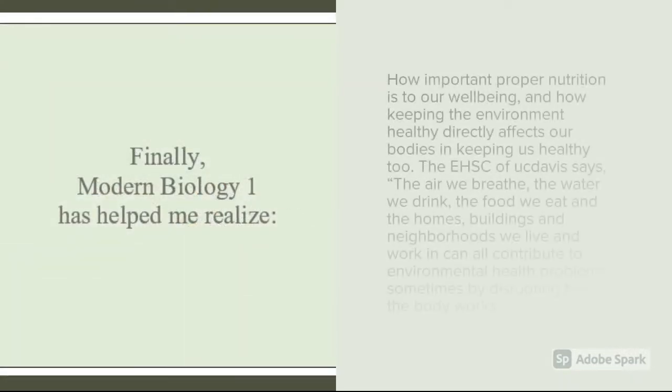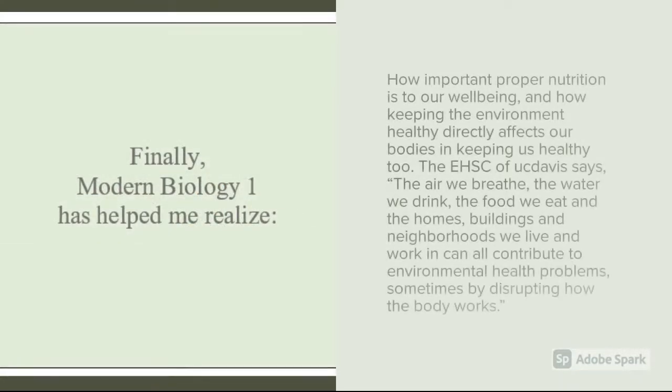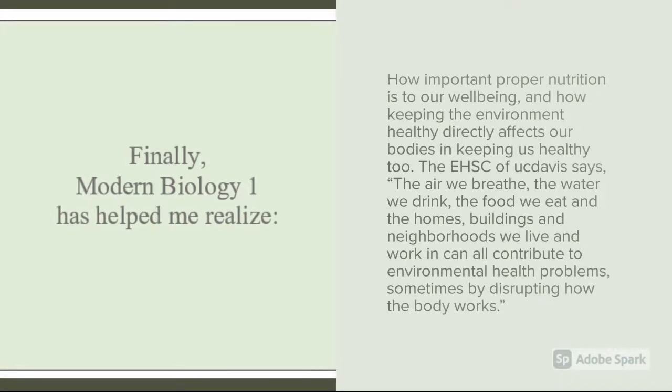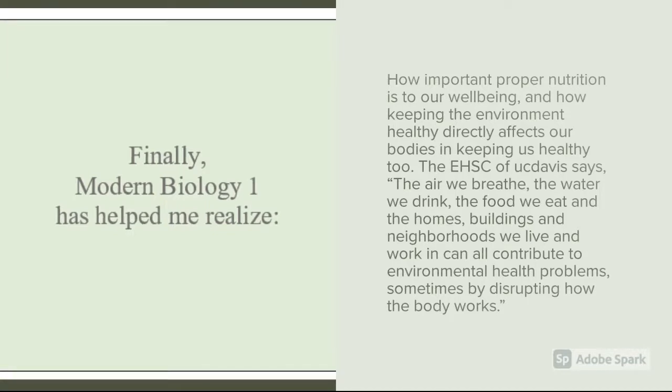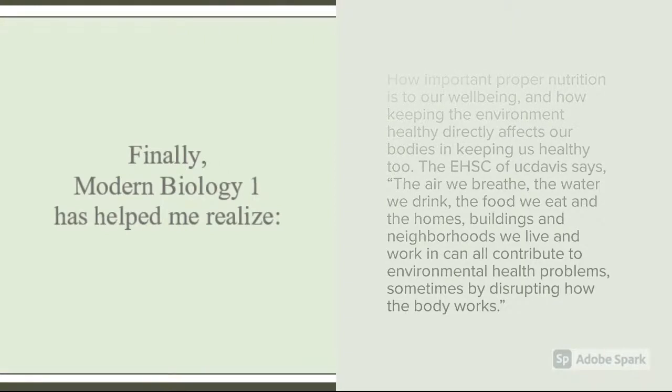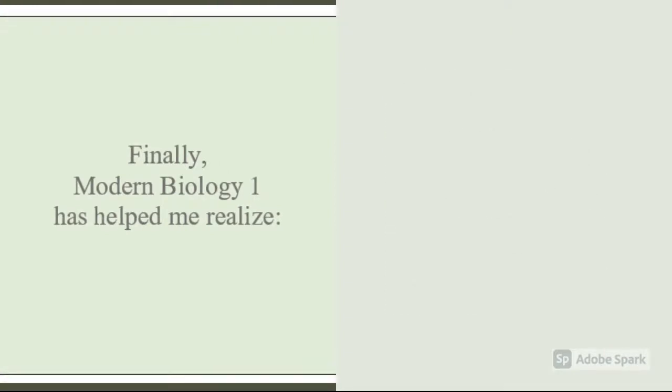Finally, Modern Biology 1 has helped us realize how important proper nutrition is to our bodies and how keeping our environment healthy directly affects our own body's health. The Environmental Health Science Center of UC Davis says, "The air we breathe, the water we drink, the food we eat, and the homes, buildings, and neighborhoods we live and work in can all contribute to environmental health problems, sometimes by disrupting how the body works."